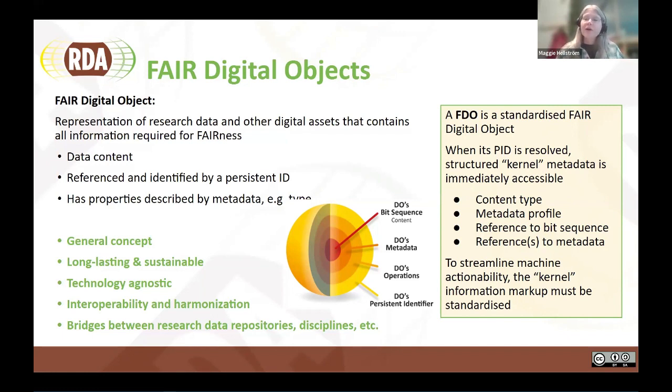And for that to work, of course, the content of this so-called kernel metadata needs to be standardized so that you know that these things that you need are going to be there, but also the format of those and the way that they are presented, typically as key value pairs, has to be standardized so that the machine process knows that what it gets back is what it expects to get back, and it can act on the content in that. So that's what an FDO is. It's a really machine actionability streamlined FAIR digital object.